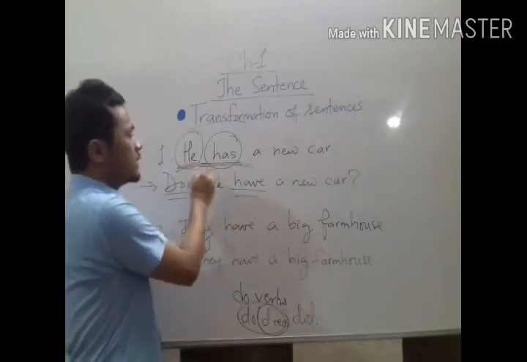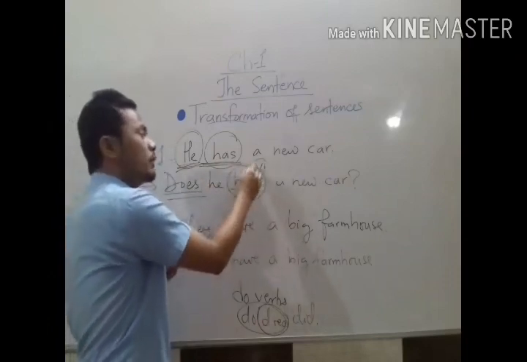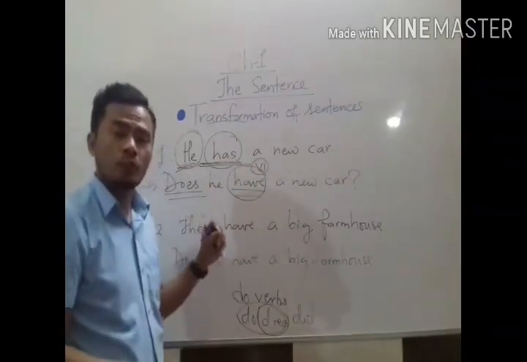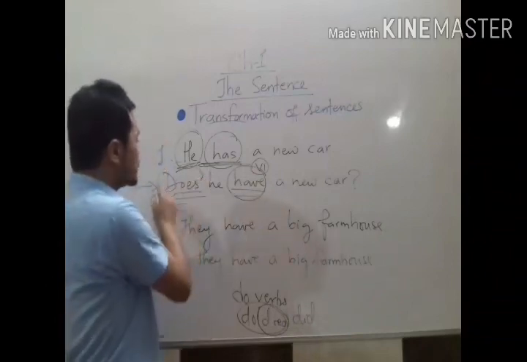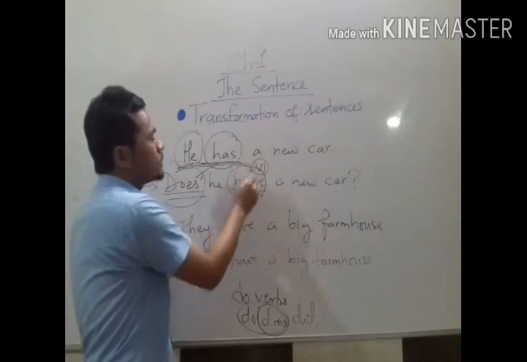So does he have? Here he is singular, has is singular, but here I have used have. Have is the V1 form of the group of to have verbs. So here I have used does. After do, does, we always use V1.